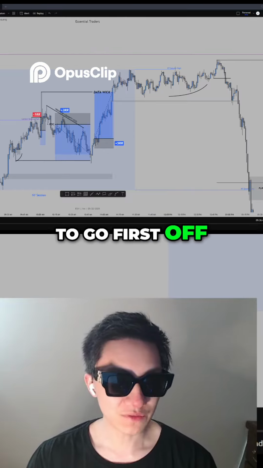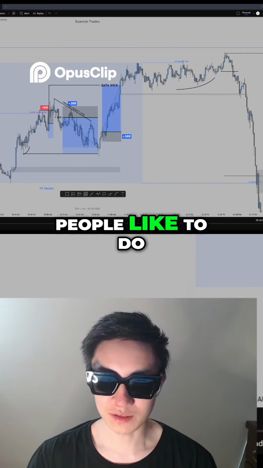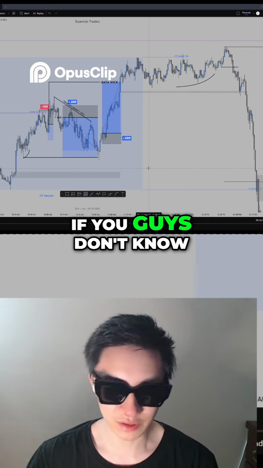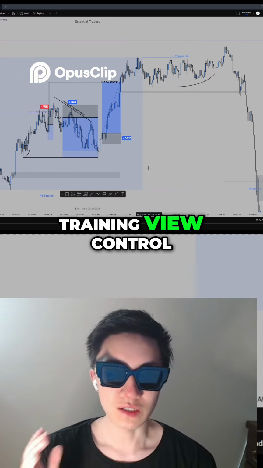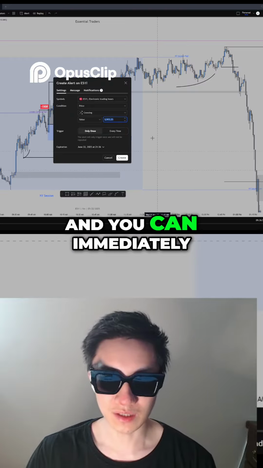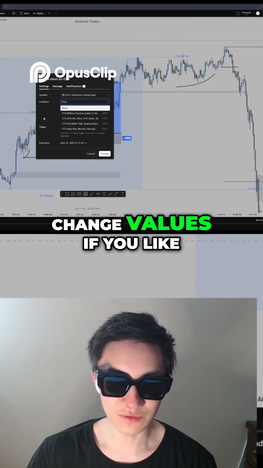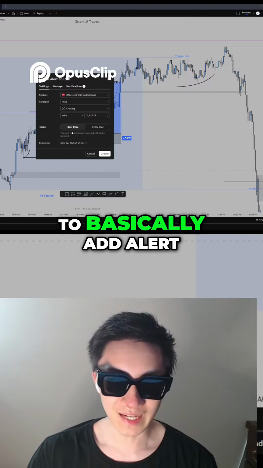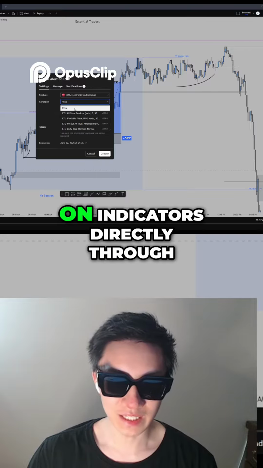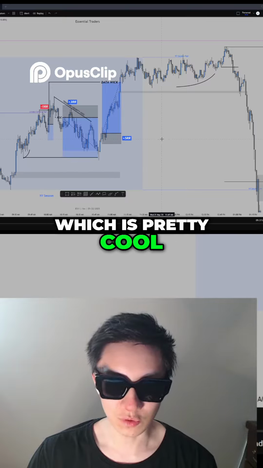First off, usually in terms of alerts, what a lot of people like to do is they set alerts. If you guys don't know, there's a shortcut on TradingView, Control A, and you can immediately open up the alert notification wherever you want, and you can change values if you like to add an alert, and even add alerts on indicators directly through here as well, which is pretty cool.